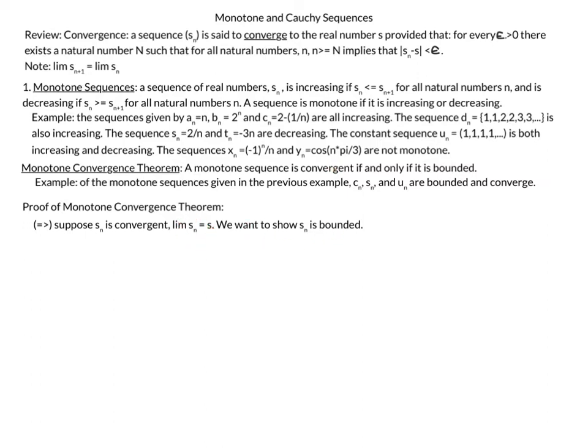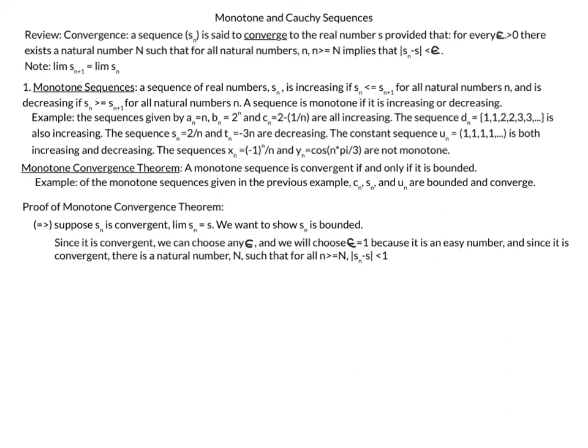Since it is convergent, we're going to use this definition of convergence that I have included up here for your reference, and we're going to say we can choose any epsilon. So we are going to choose epsilon equals 1 because it's an easy number. Since it is convergent, by this definition it means there's a natural number capital N such that for all natural numbers little n greater than or equal to capital N, we have |s_n minus the limit| less than 1, the epsilon that we have chosen.